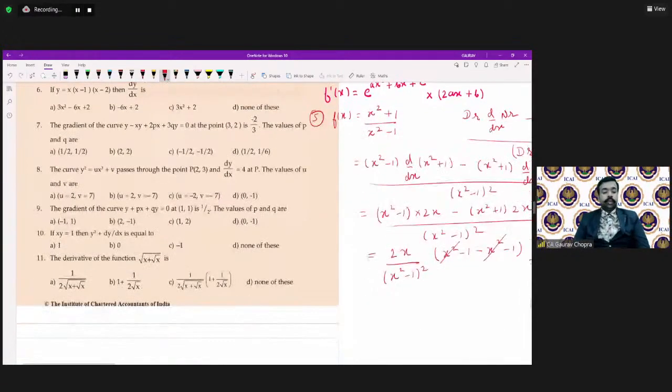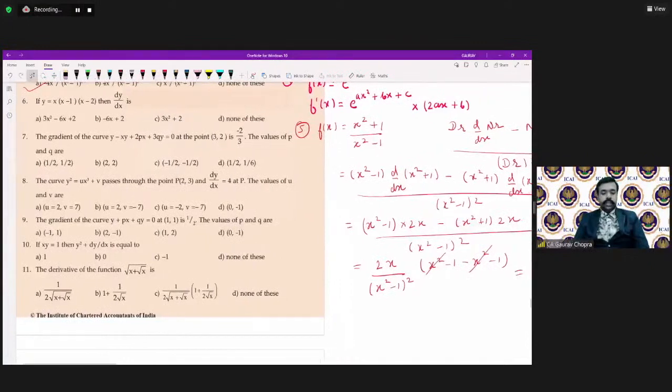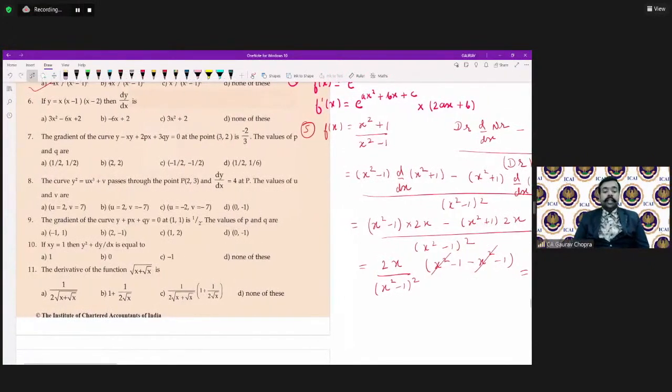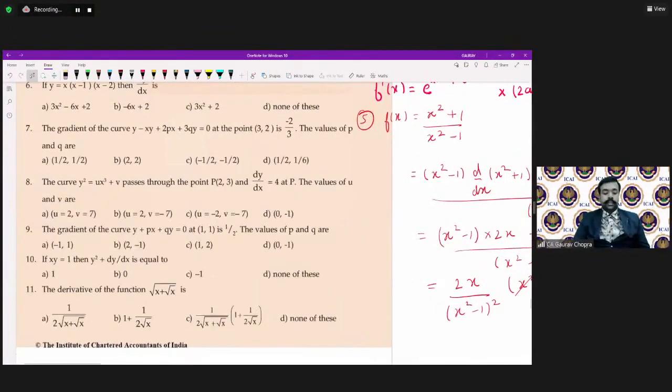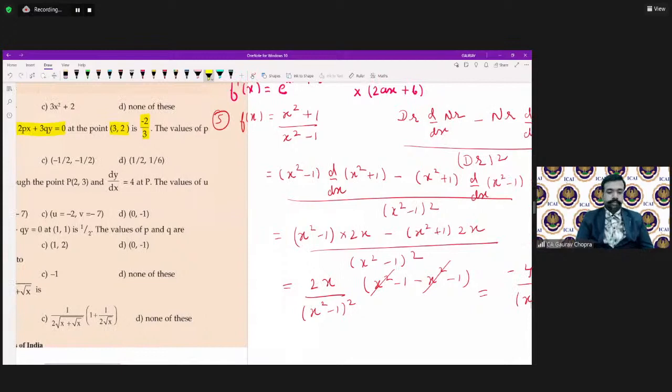Now, question 7 is the most common doubt which everybody is asking. The gradient of the curve y minus xy plus 2px plus 3qy is equal to 0. So what is given to us? The gradient of this curve at the point 3, 2 is minus 2 by 3. So this time the gradient is given, and we have to find out the value of p and q. So let's solve this question.